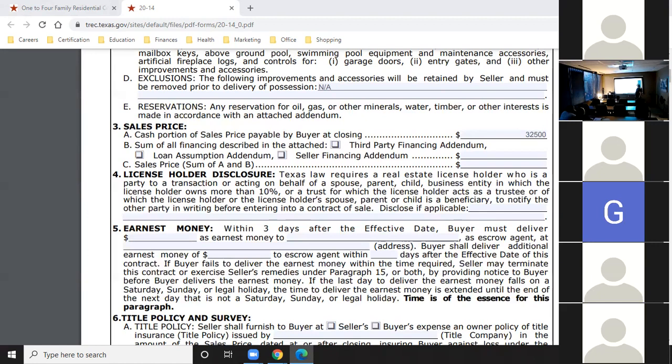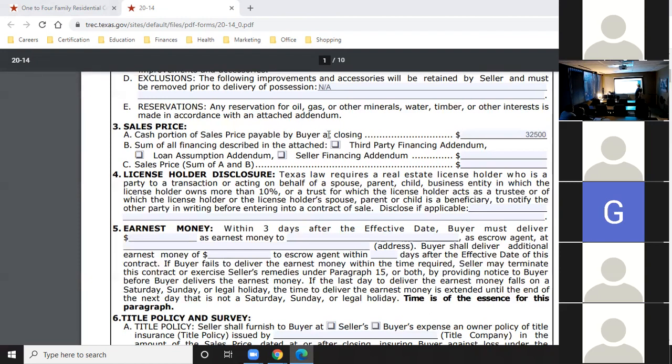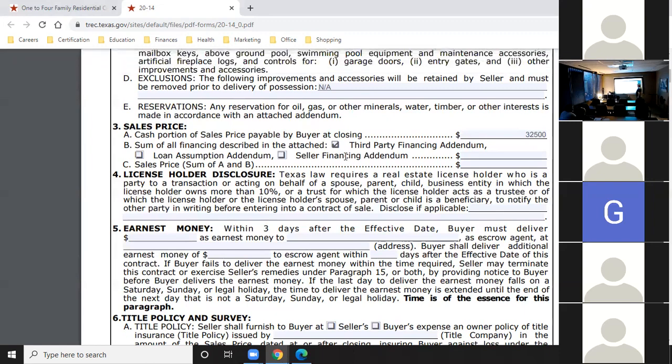Yes, ma'am. So Ms. Linda, you are right again. Okay, so we did third party. Is that what everybody else is thinking? Seller financing is when they're basically getting a loan from the seller. And loan assumption is when you have a mortgage on the house and you're just passing that on to the next buyers. That is right. So if they're getting a loan for the house themselves from a third party, that'd be the third party financing.